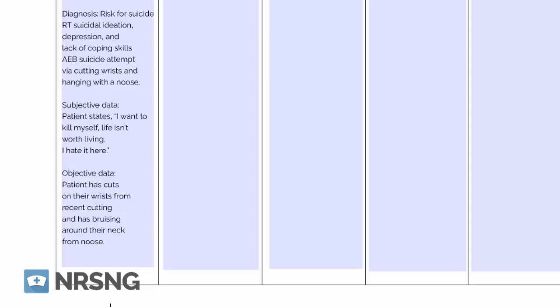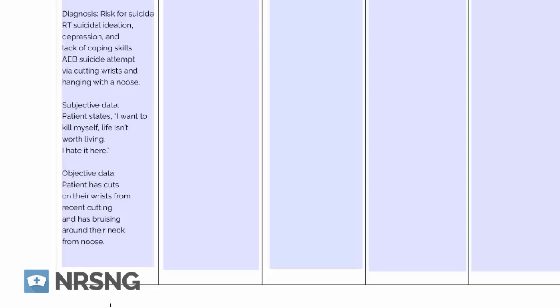So basically I just went and looked at, does this patient have an obvious risk for suicide? And that's one of the NANDA international nursing diagnoses. Why is it that they are at risk for suicide? Well, because they attempted suicide, and it's evidenced by the cuts and also by the noose and the bruising on the neck and things like that.